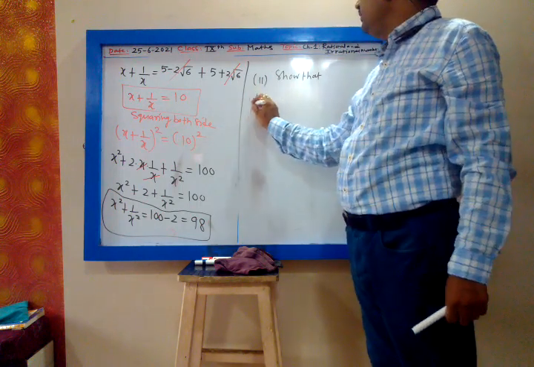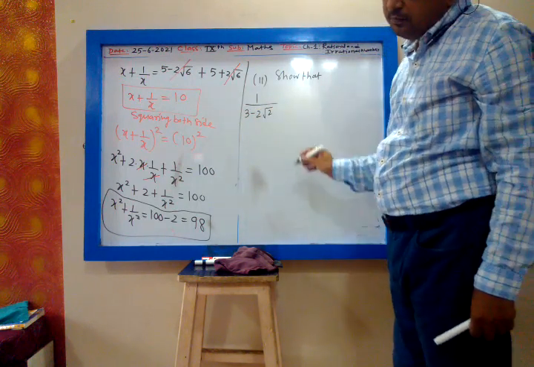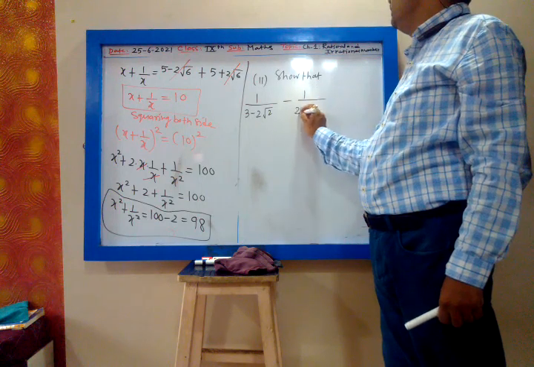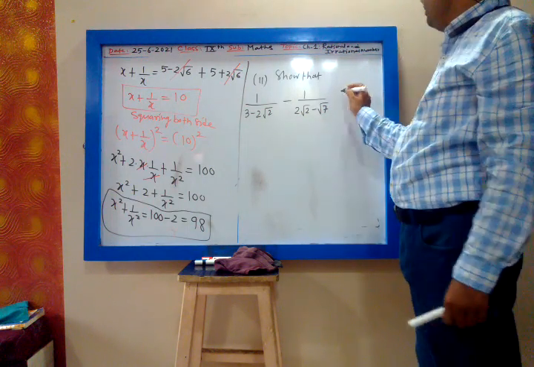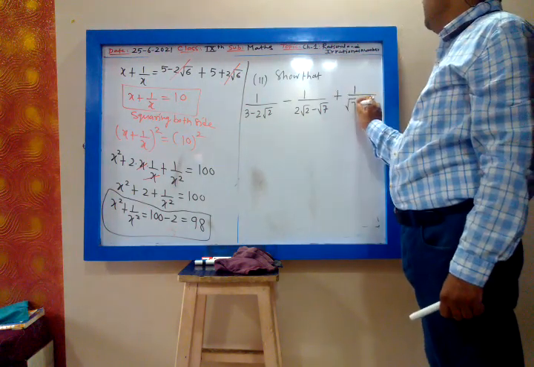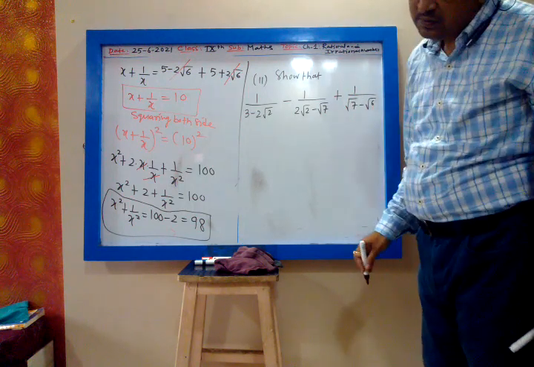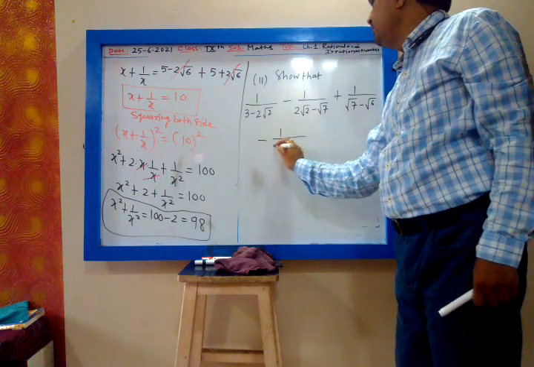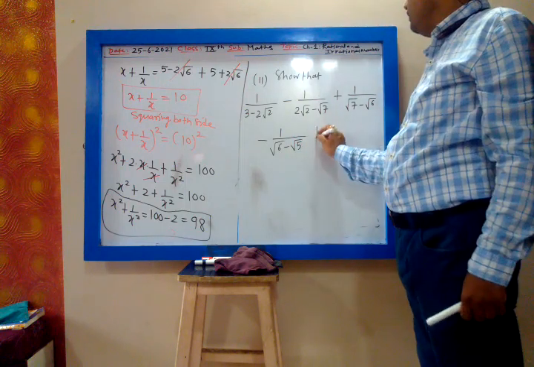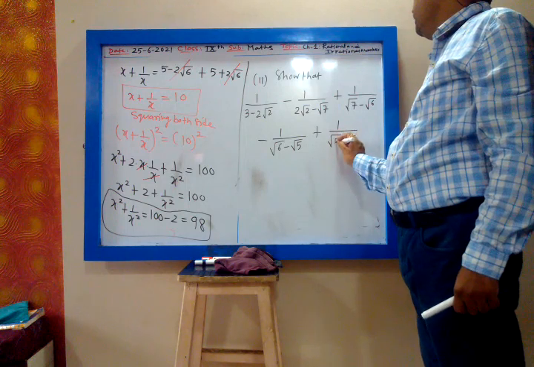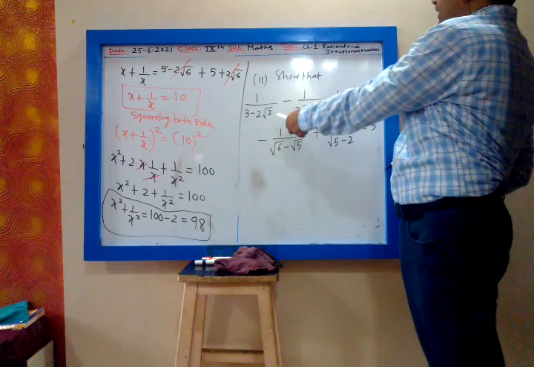1 upon 3 minus 2 root 2, minus 1 upon 2 root 2 minus root 7, plus 1 upon root 7 minus root 6, minus 1 upon root 6 minus root 5, plus 1 upon root 5 minus 2 is equal to 5. Show that this value is equal to 5.